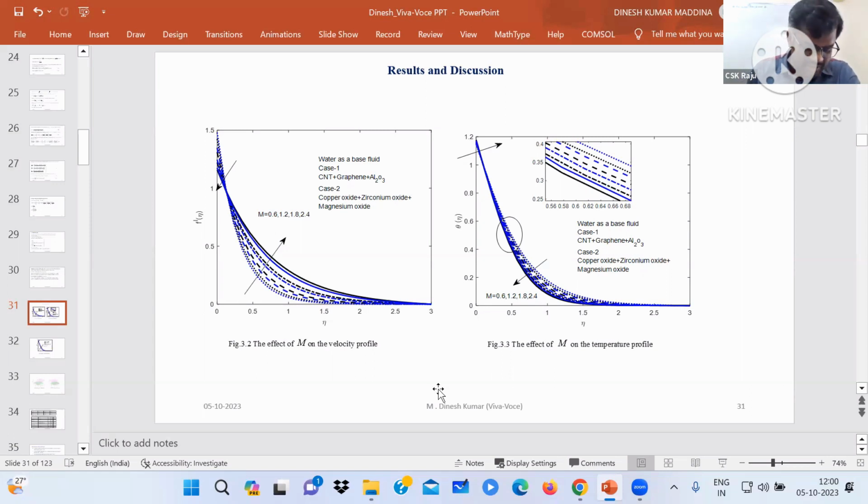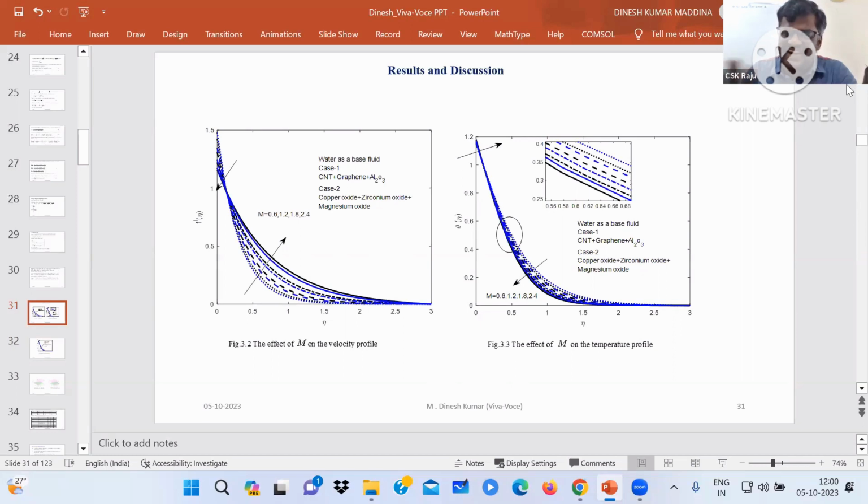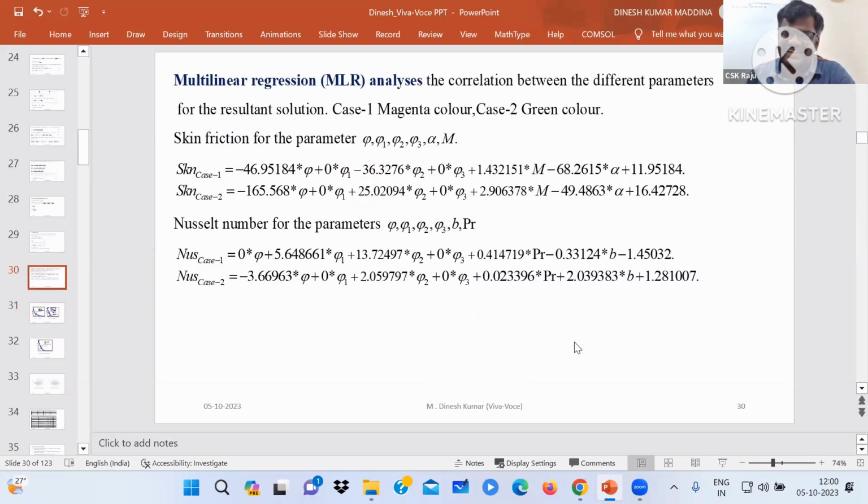That's all. Okay. Thank you. Next, why is multilinear regression applied only for skin friction and Nusselt number? Why not for velocity or temperature? What you have done is correct. We just want justification. Yes, we can apply it for those also, sir. Then why did you not apply it? As you would have seen in the literature, no one applies it for velocity or temperature. They mostly apply it only for Nusselt number.